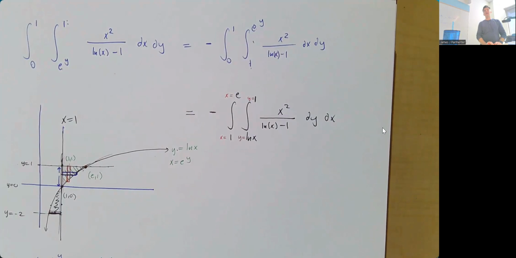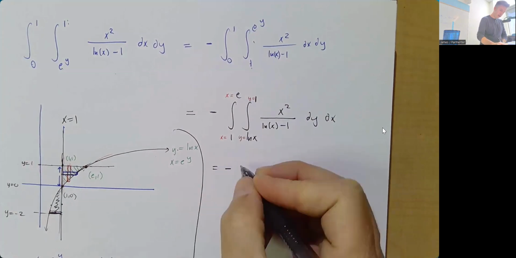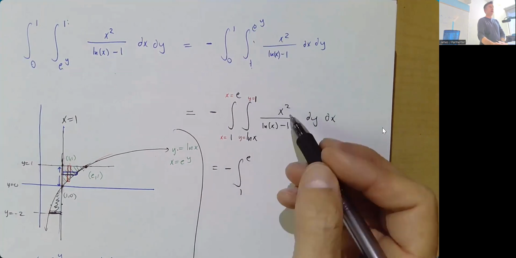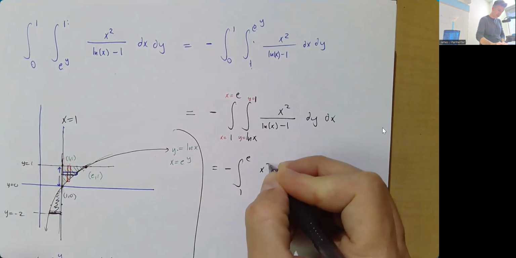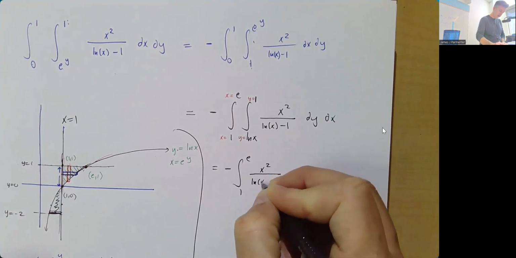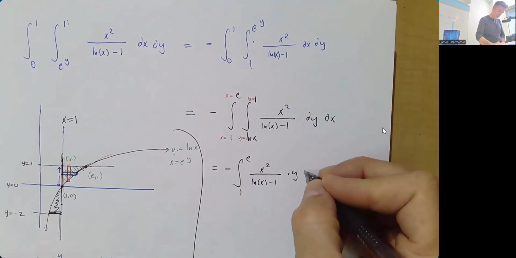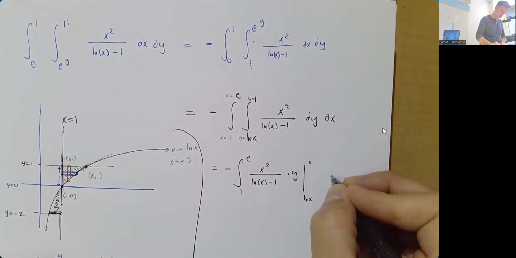That is usually the hardest part of these problems, if you have to rearrange them. The rest of this one shouldn't be too bad, but let's do it anyway. So we've got a negative integral from 1 to e. And to integrate this with respect to y, since there aren't any y's in there, you just multiply the whole thing by y. So I've got my constant x squared over the natural log of x minus 1 times y, where y is going to be evaluated from y equals natural log of x to y equals 1.